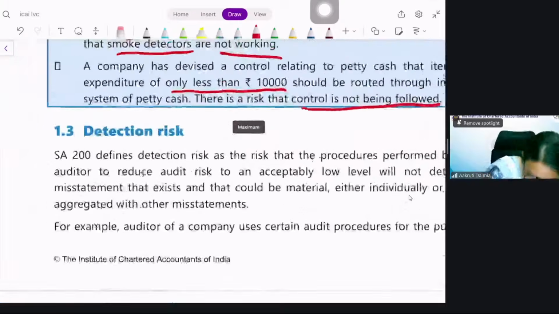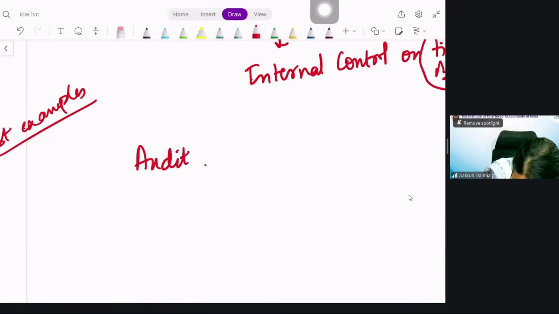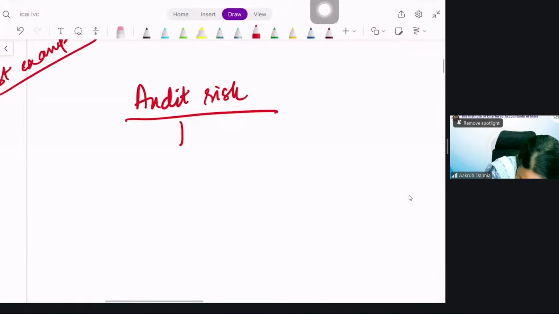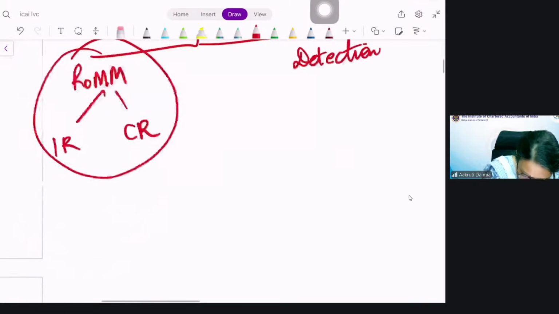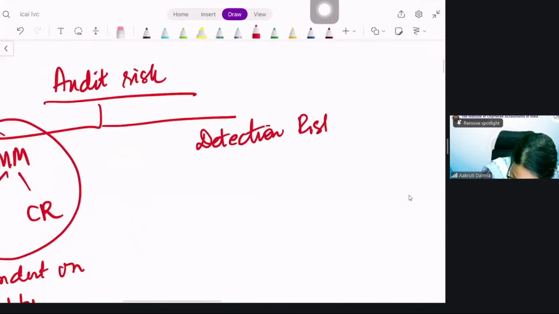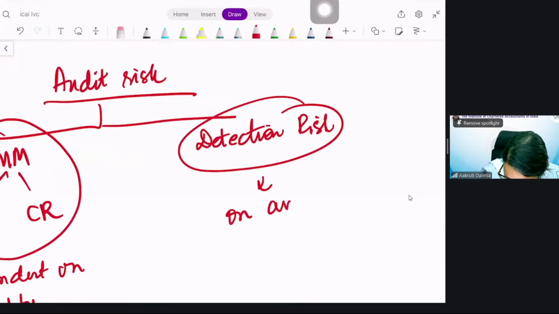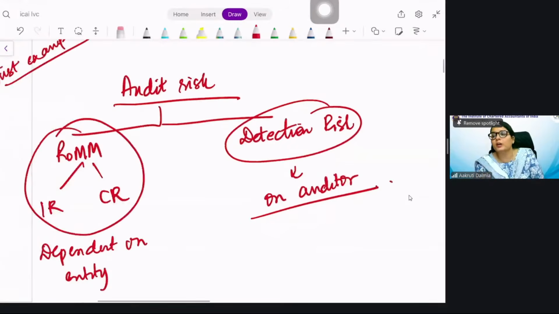Next, detection risk. If you remember, audit risk, I told you, is risk of material misstatement, which is inherent risk and control risk, and the second component is detection risk. Is this part dependent on the auditor? This is dependent on the entity. And this detection risk is on the auditor. So finally, we are studying a risk that we can control a little.